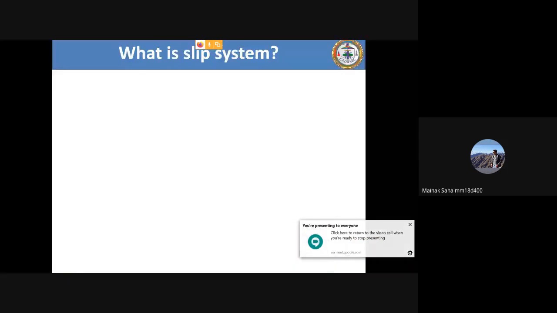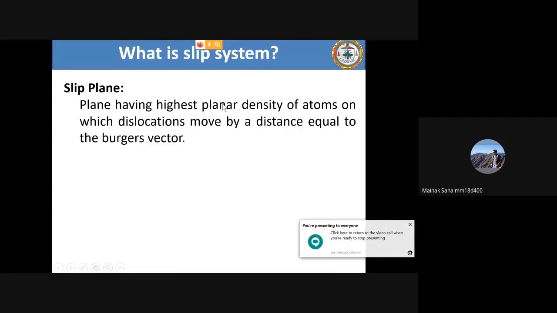So basically, the thing is as follows. It's nothing but a plane. First of all, you have to learn a plane, because a direction can only be there on a certain atomic plane. And that atomic plane has the highest planar density of atoms. The dislocations move by a distance equal to the Burgers vector. So this is a simple thing. See, what is a Burgers vector?